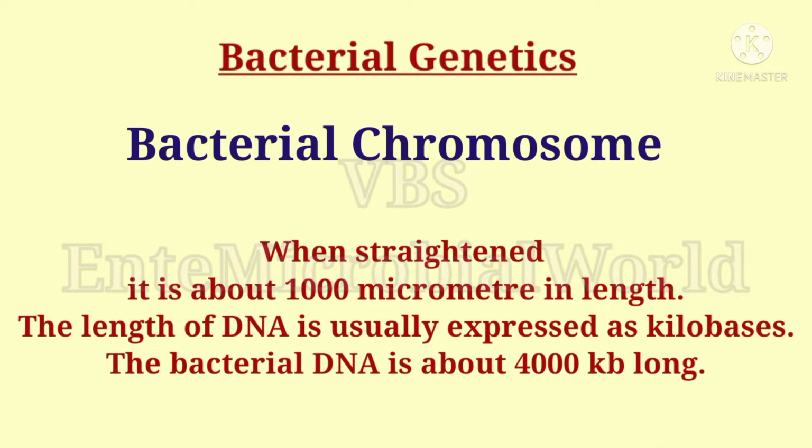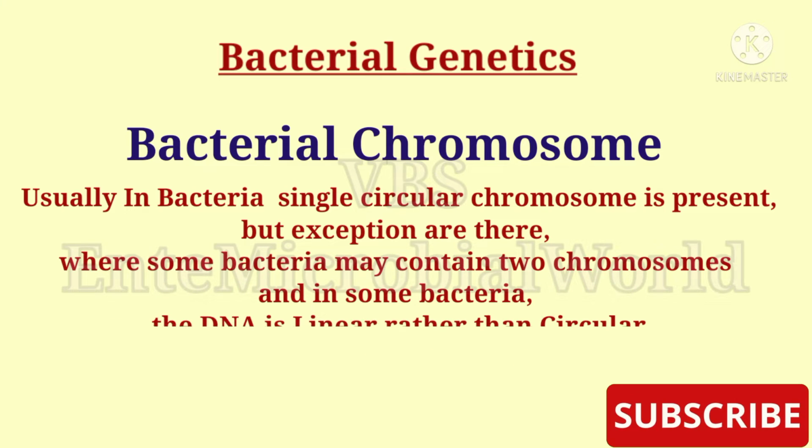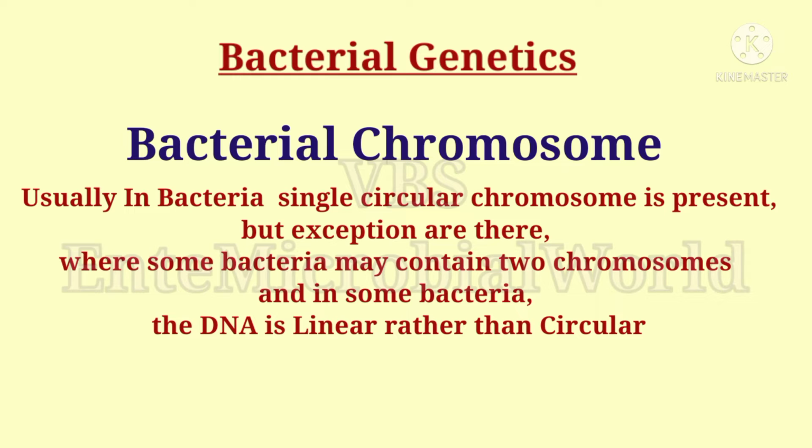You should note one important point here, that is, usually in bacteria, a single circular chromosome is present, but exceptions are there, where some bacteria may contain two chromosomes, and in some bacteria, the DNA is linear rather than circular.